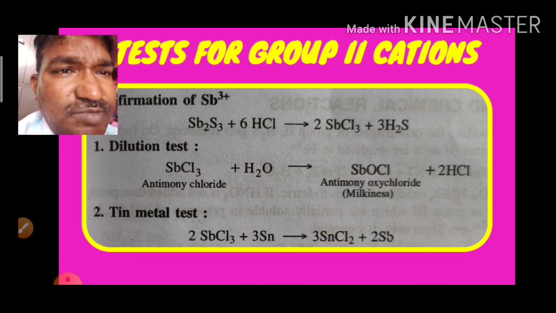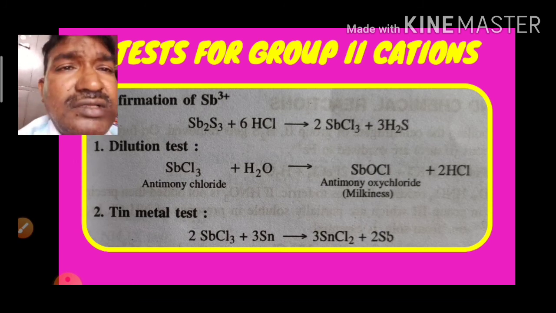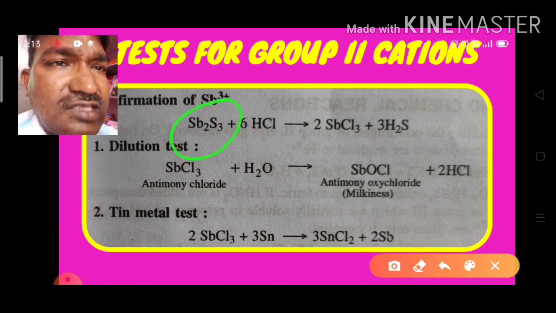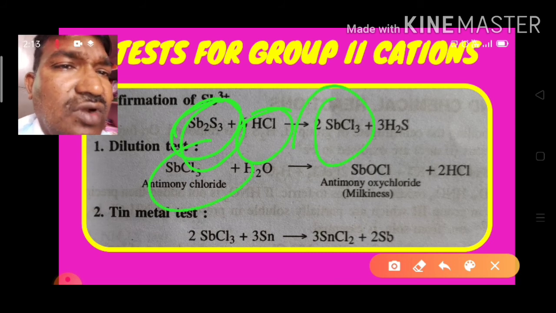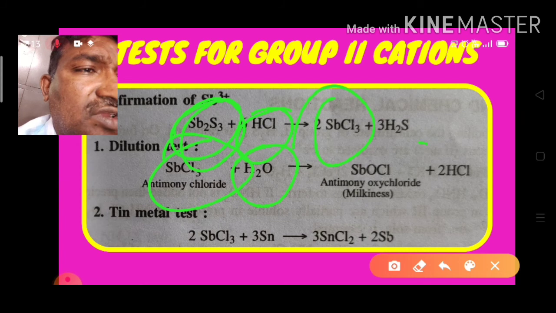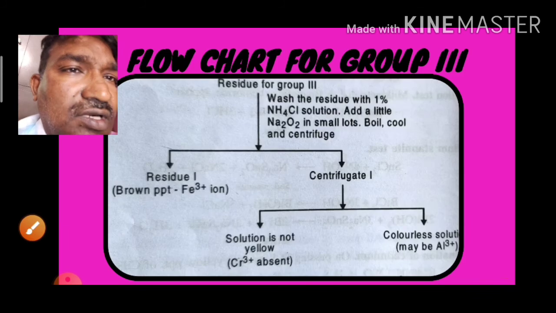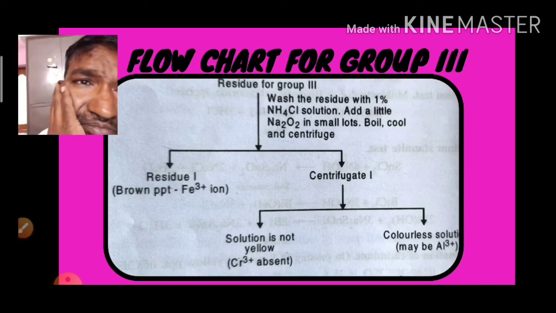Next, antimonous ion, Sb+3 ions. The orange color antimony sulfide dissolves in the HCl, and we get the antimonous chloride. This antimonous chloride also undergoes hydrolysis, and we get the milky white precipitate. So that we have to remember, and we go for the group 3 cations.